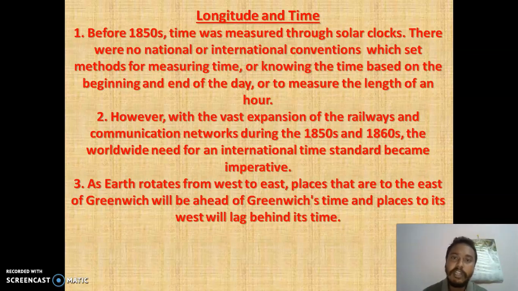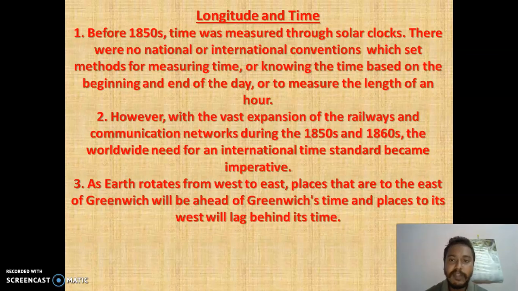There were no national or international conventions which set methods for measuring time or knowing the time based on the beginning and end of the day, or to measure the length of the hour. These things we cannot do because when the sun sets, you will not be able to calculate anything more. The only solar thing we can do is when the sun is there.